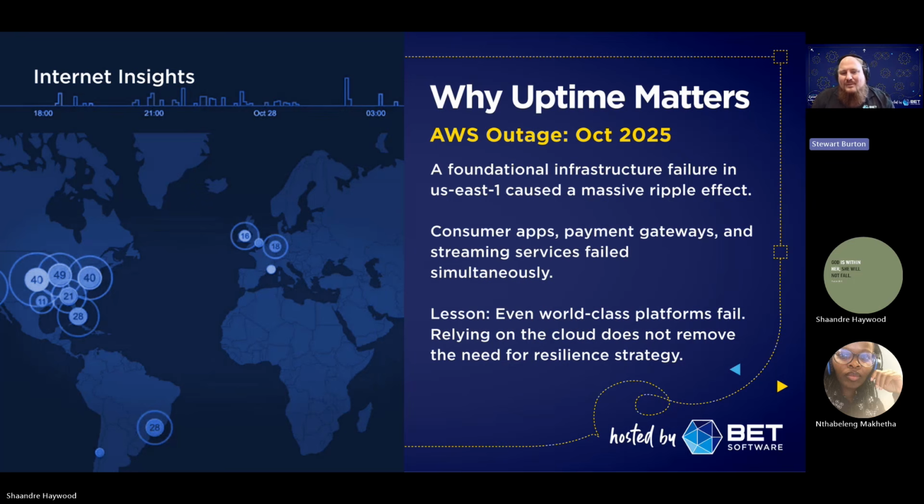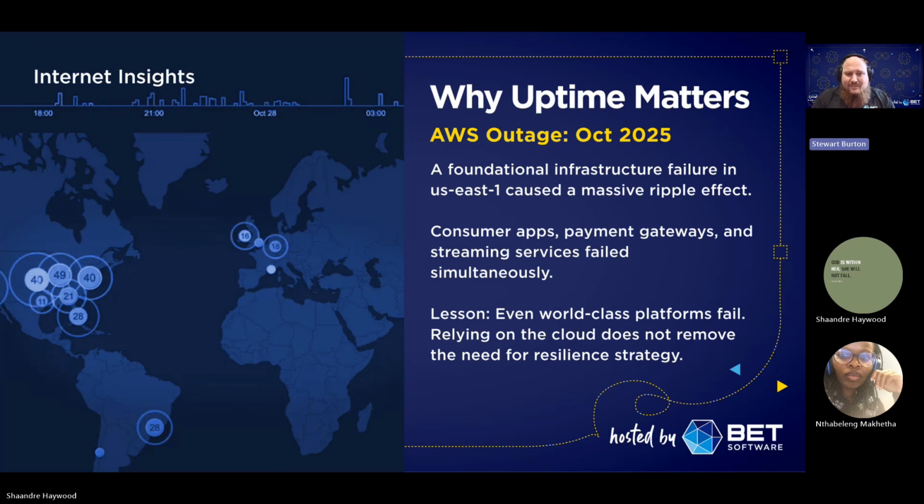Collaboration tools, some payment services, and streaming platforms were also affected. So for many businesses, their applications simply stopped working, even though their own code hadn't actually changed on the day. That incident made it very clear that even world-class platforms with thousands of engineers have failure modes. When foundational infrastructure is disrupted, a huge number of downstream businesses feel it at the same time.